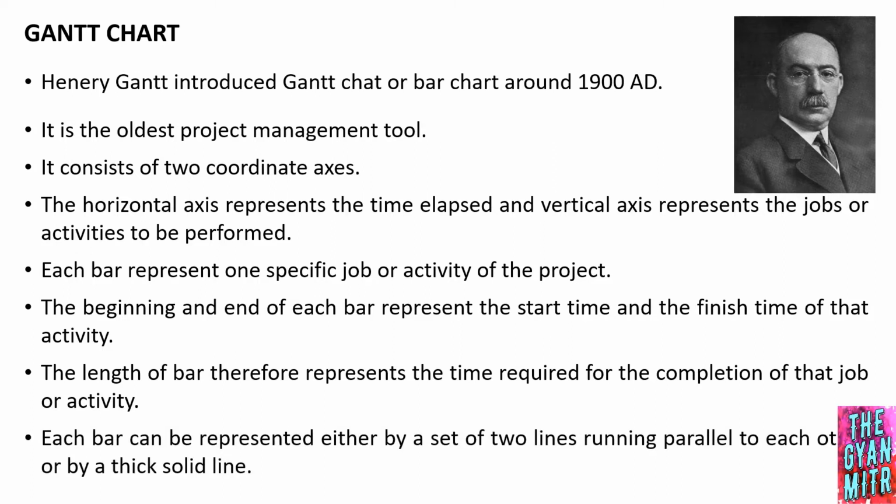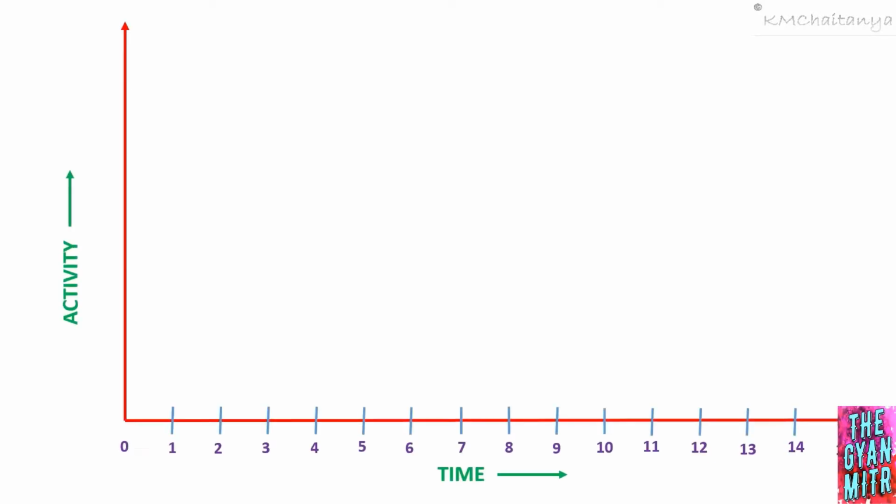Each bar can be represented either by a set of two lines running parallel to each other or by a thick solid line. Let's now look into an example on bar chart or Gantt chart. It consists of two axes. The horizontal axis represents the timeline and the vertical axis represents the activities or the different jobs that have to be performed in a project.